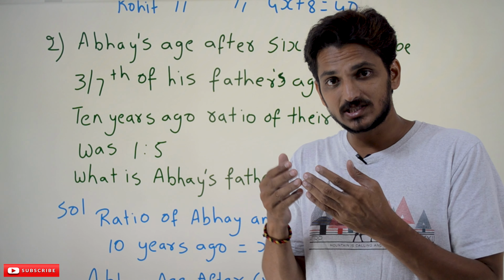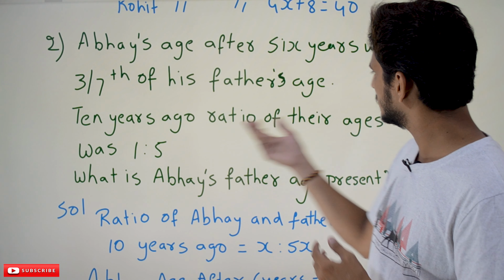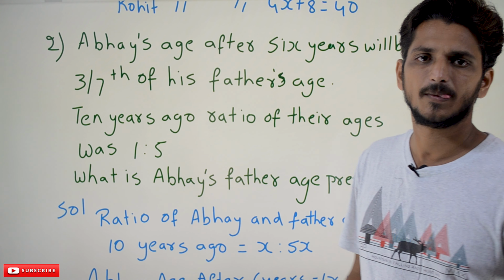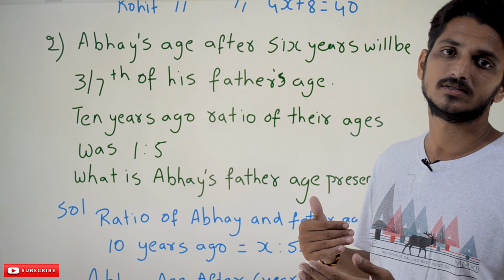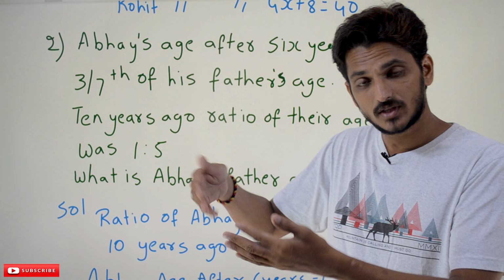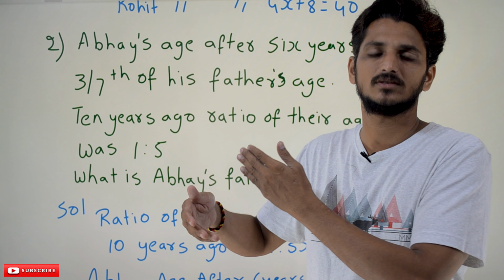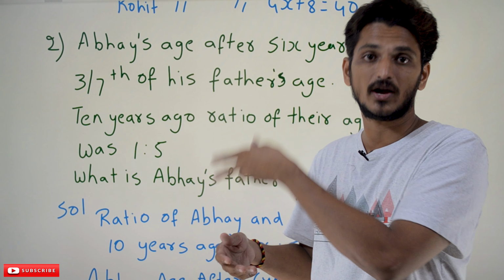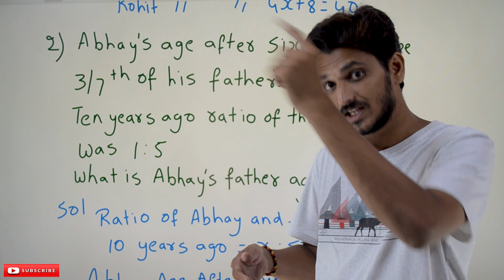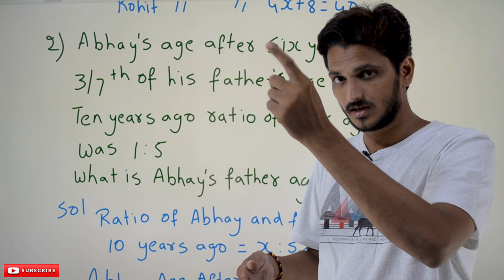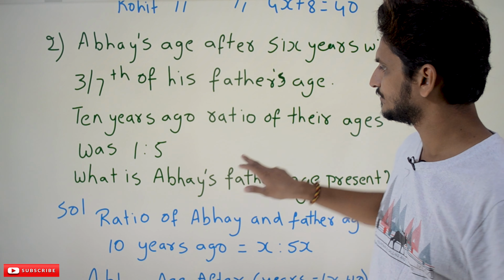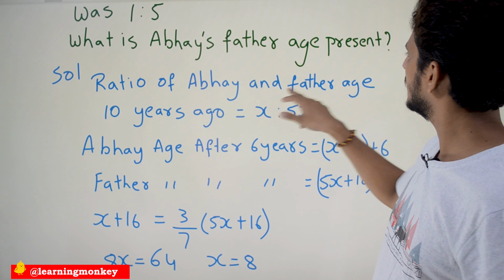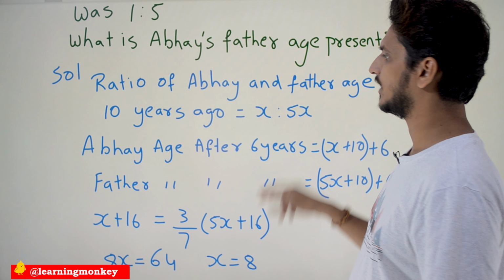So we are taking x as the ratio of their ages, which means the son's age is to the father's age as 1:5, x is to 5x. 10 years ago, the ratio of their ages is x is to 5x. So we are taking the son's age as x and the father's age as 5x, 10 years ago. See, x is 10 years ago, so you have to add 10 plus the after age. So what is Abhay's father's present age? The ratio of Abhay and father's age 10 years ago is x is to 5x.